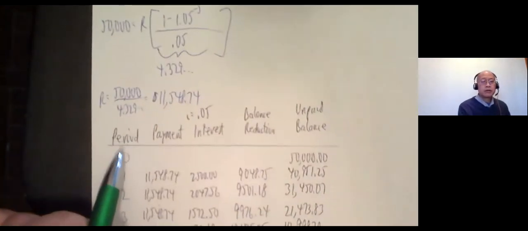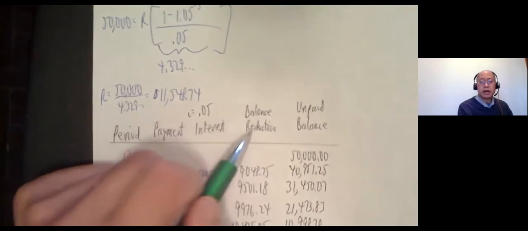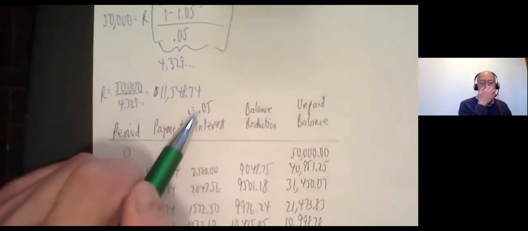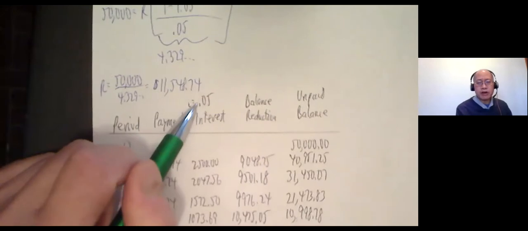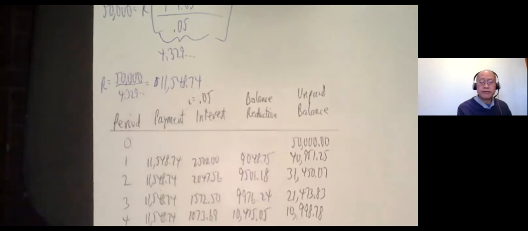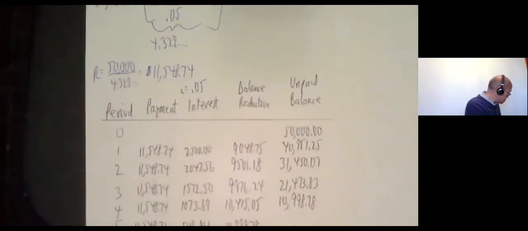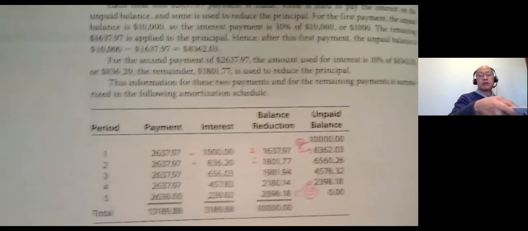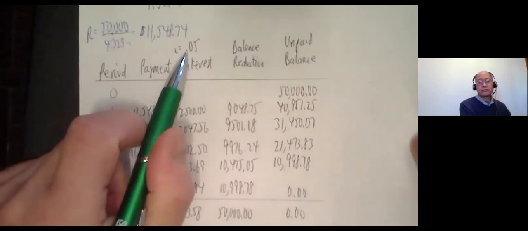Okay. Period, payment, interest, balance reduction, unpaid balance. The interest rate is 0.05. I like to put the 0.05 right here for reference, so I remember I keep multiplying by 0.05 for the interest. The previous problem was 0.07. The one in the book was 0.10, right? So just go by whatever they give you. This one was 10%, so you multiply by 0.10. The previous problem was 7%, so you keep multiplying by 0.07. And this one is 5%, so you keep multiplying by 0.05.